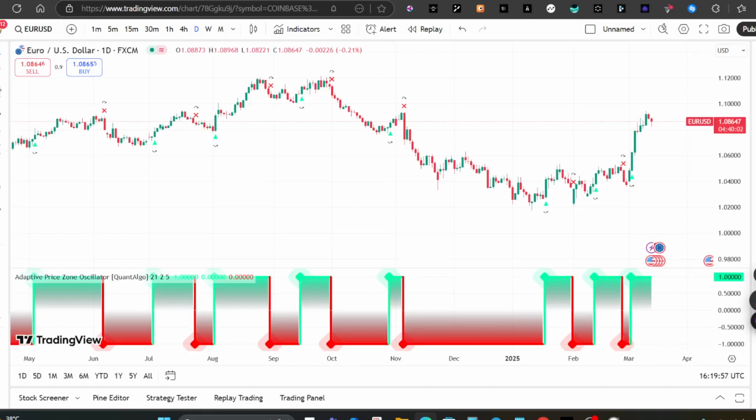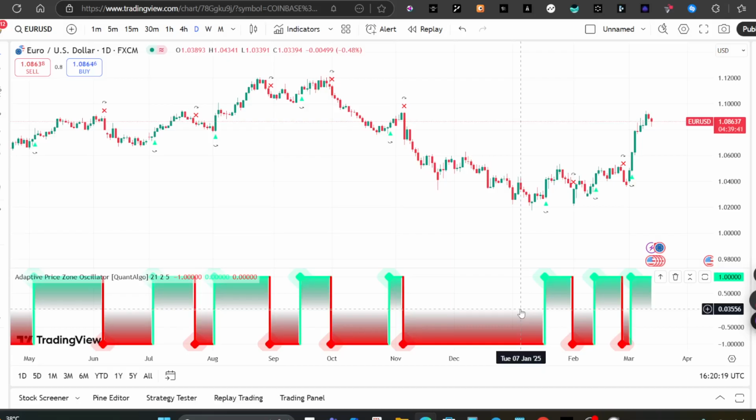Then, of course, you select it and it's going to appear on your chart right there. Once you have it on your chart, it will typically display, this is the adaptive price zone oscillator, to be specific. So you're going to see this display right here in the indicators window.